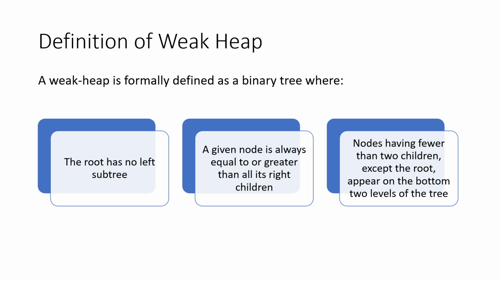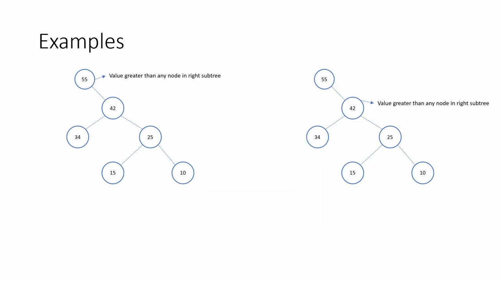A weak heap is formally defined as a binary tree where the root has no left subtree, and the second rule is that a given node is always equal to or greater than all of its right children. And in the third rule, this states that nodes having fewer than two children, except the root, appear only on the bottom two levels of the tree. This has to do with balancing the tree. So let us look at all these three rules with an example.